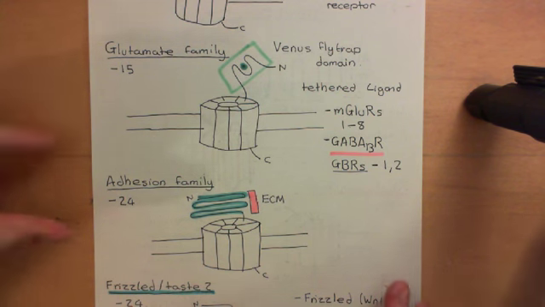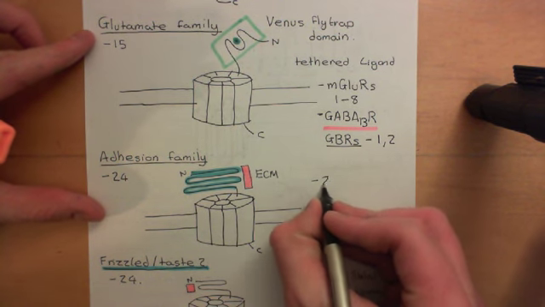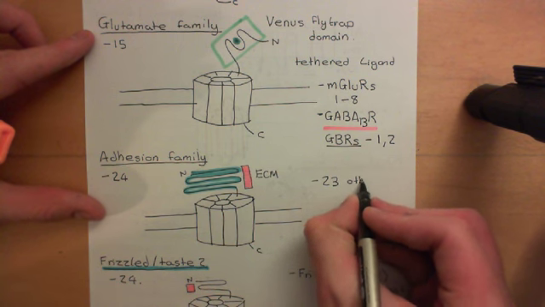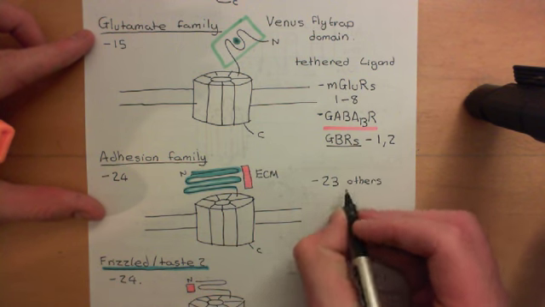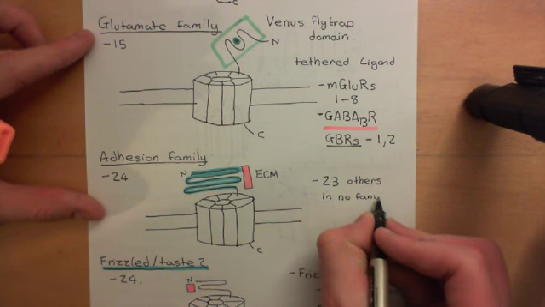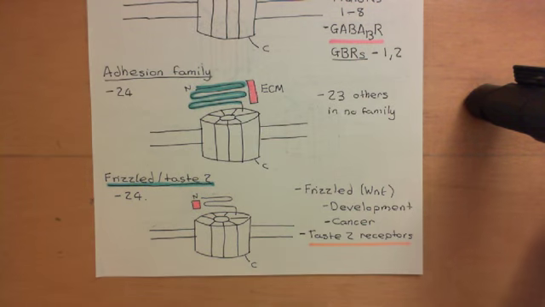So how do I explain this? Well, there are actually 23 members that have not been put into any family at all. They are in no family. They can't be ascribed to any of these families. They're not sufficiently like any of the other members in these families to be grouped into those families. Right, so that's how you get over the 800 G protein coupled receptors in humans.